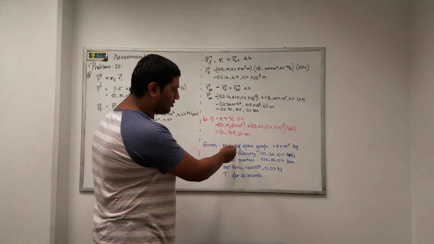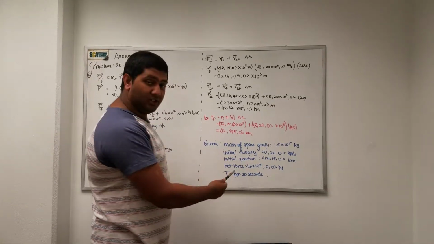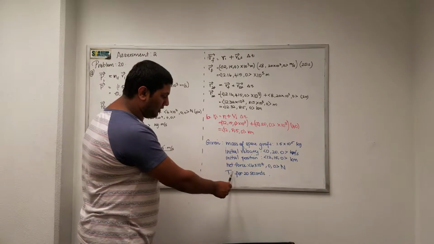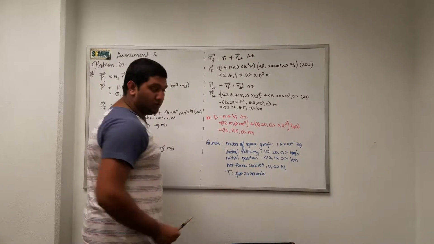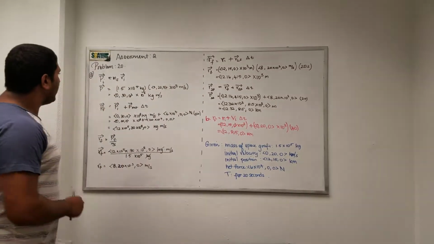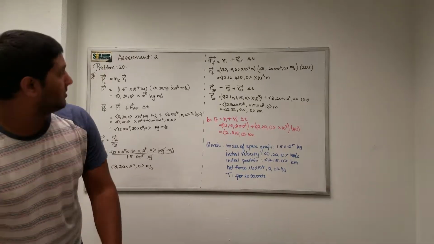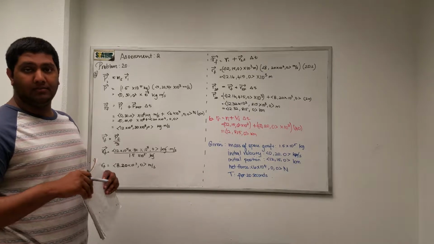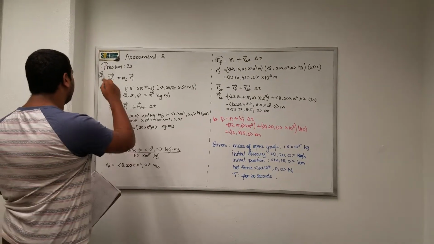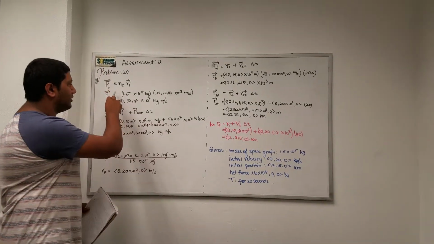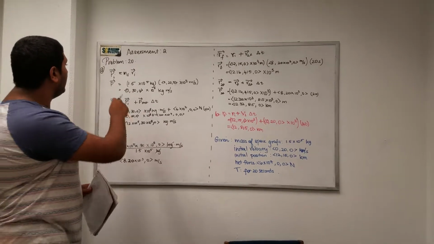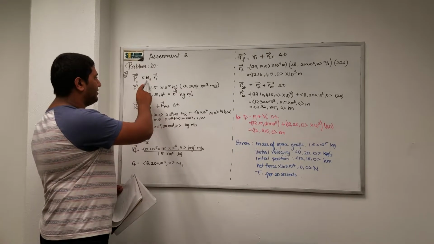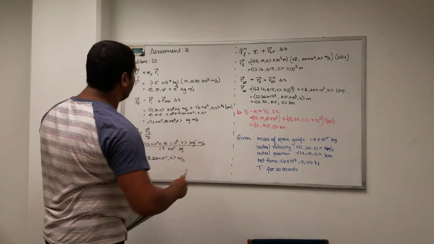These are the mass of the spacecraft, the initial velocity of the spacecraft, the initial position of the spacecraft, the net force for the 20 seconds time period, which is also given. To solve this problem, first we have to find the initial momentum of the spacecraft. The initial momentum is equal to the mass of the spacecraft times the initial velocity. The mass of the spacecraft and the initial velocity are already given.